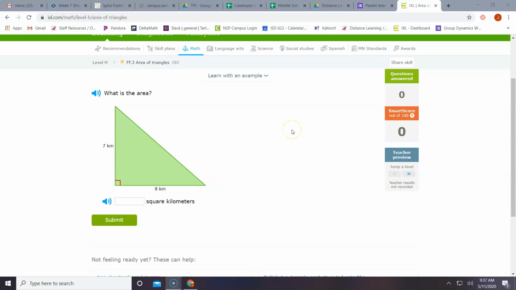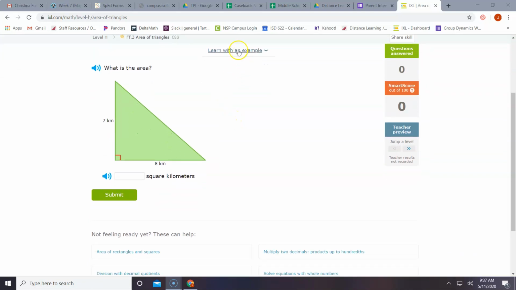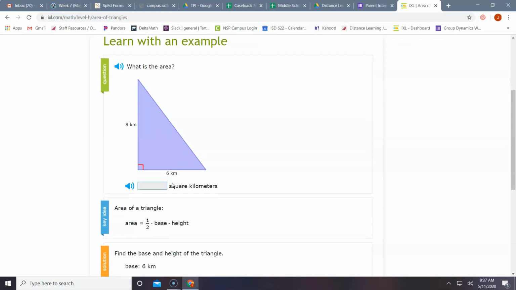All right, here we are on another skill in IXL. This time we are looking at the area of a triangle. So we're going to take a peek here and do learn with an example first. We see that our question is what's the area of this triangle?